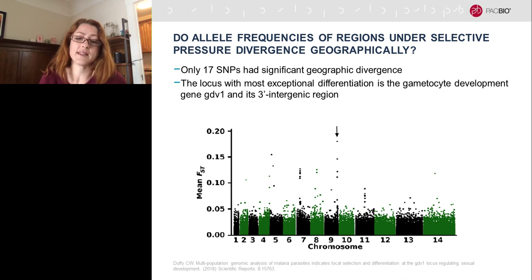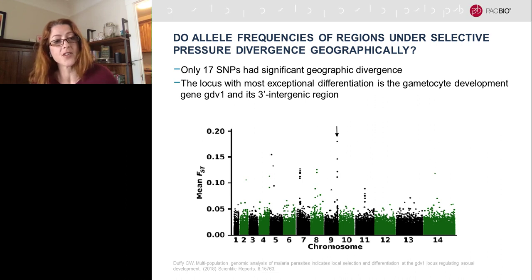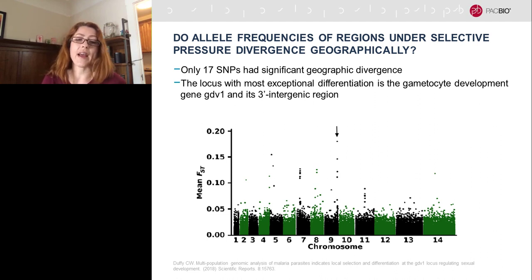The things they wanted to look at is, since they had these samples that had been collected over such a wide area of Western Africa, they wanted to understand whether the allele frequencies in these regions under selective pressure had a geographical pattern to their divergence. And when they narrowed down those 32,000 SNPs, they found that only 17 had significant geographical divergence. And the one locus with the most exceptional differentiation, in chromosome 9, indicated by the arrow, is linked to a gametocyte development gene, GDV1, and particularly its 3' intergenic region.